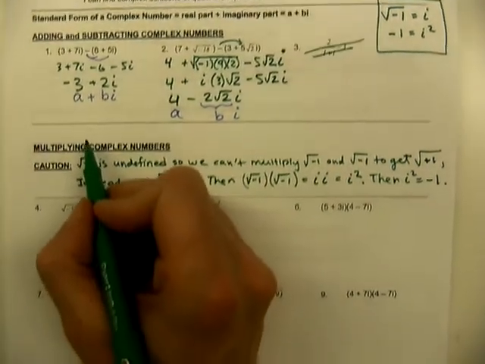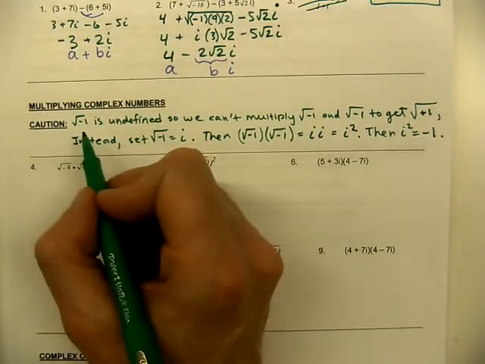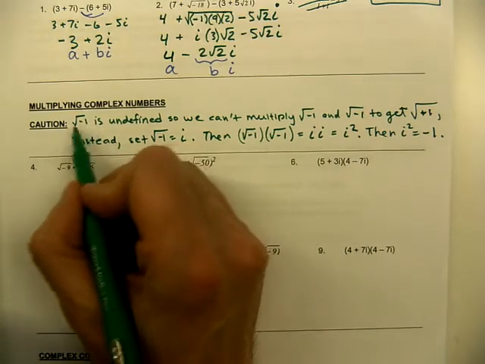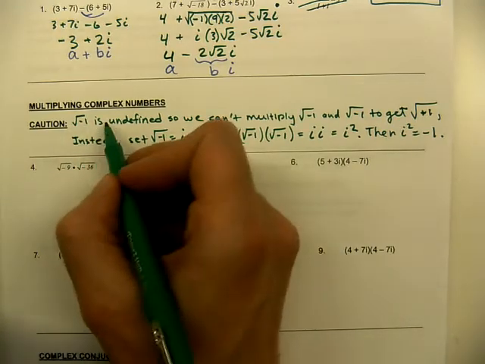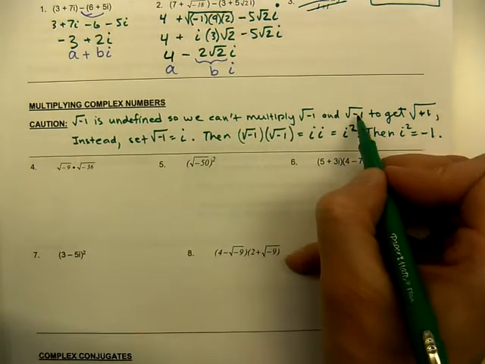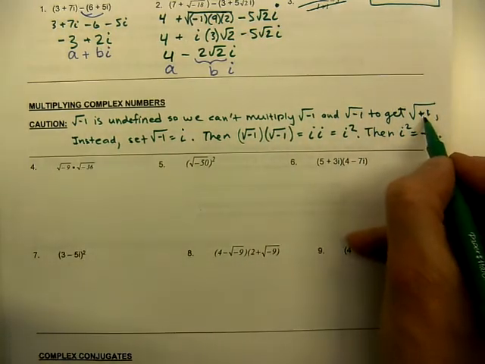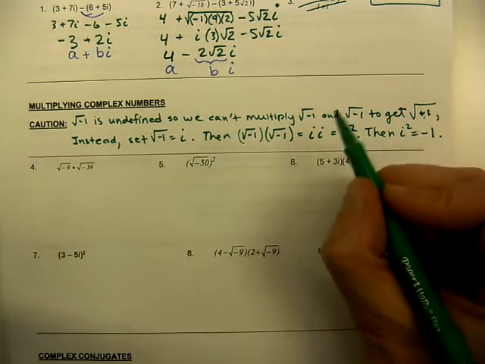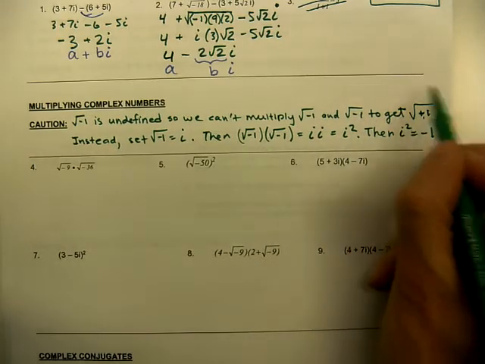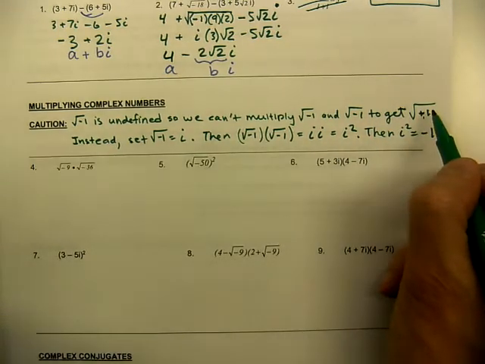When we get to multiplying now, you have to be careful here. This thing is undefined, right? So we can't just multiply with it. For example, we can't multiply root negative 1 times root negative 1 as if that would give us a root positive 1. No, that doesn't happen. Because you can't go undefined times undefined and then all of a sudden get a defined result. It doesn't work that way.